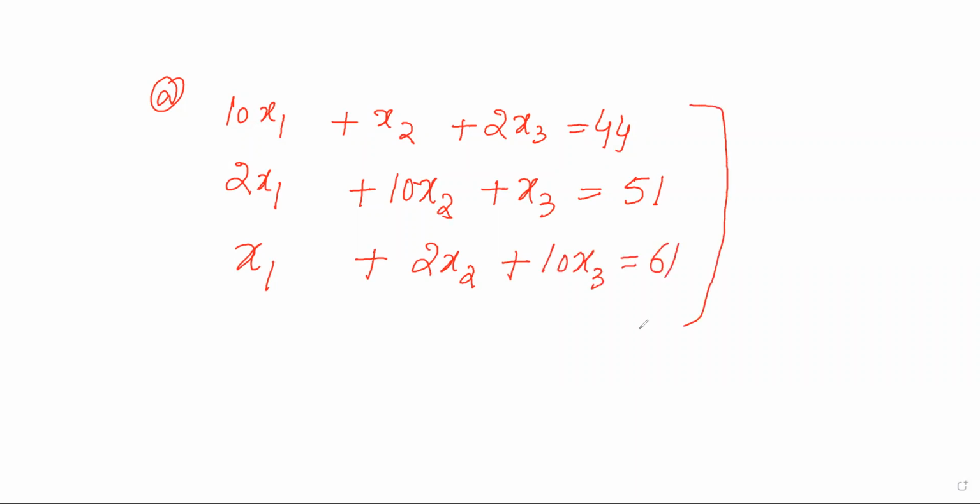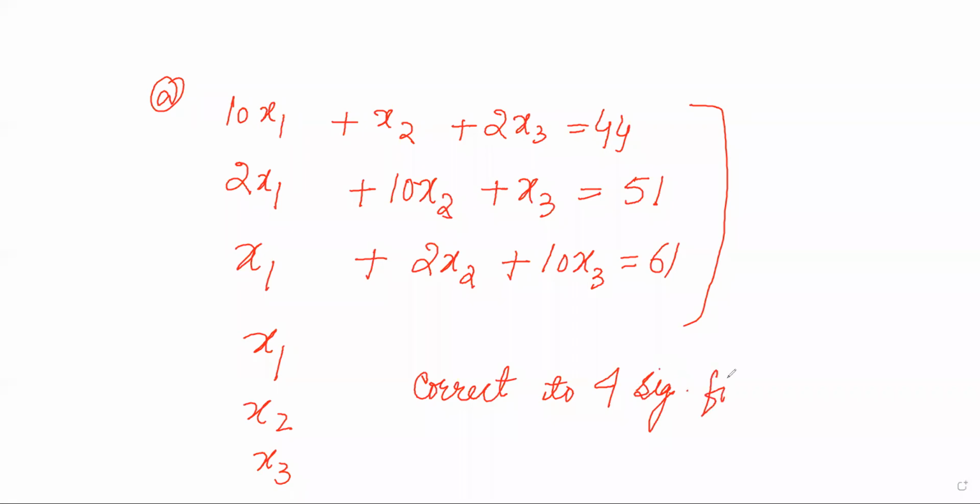Solve this system of equations using the Jacobi method, that is, find the values of x1, x2, and x3, correct up to 4 significant figures. This is to be solved in the same way as we solved the previous question using the Jacobi method.